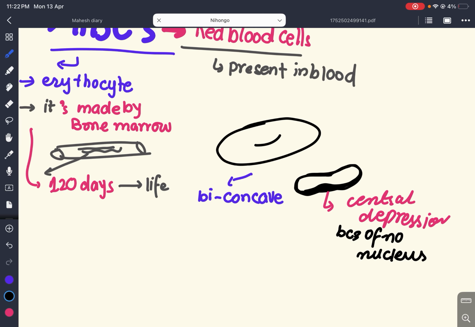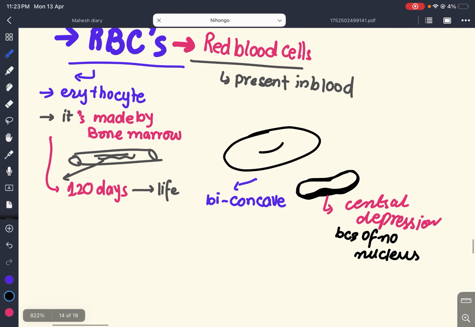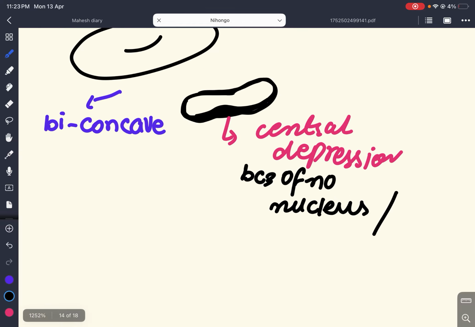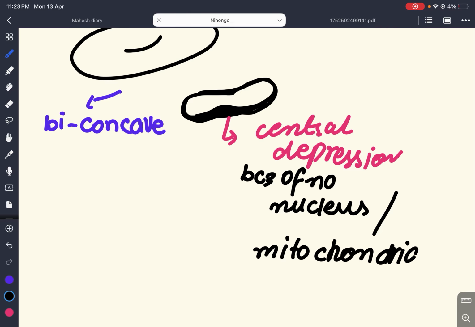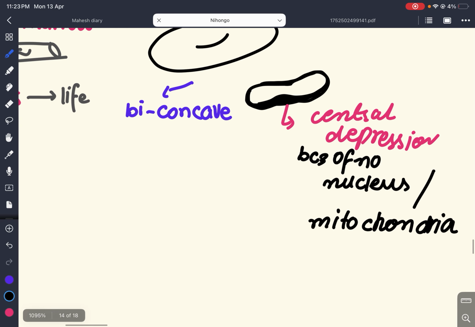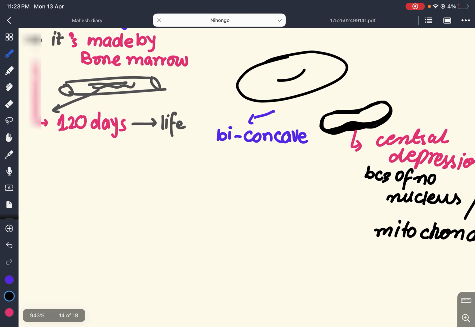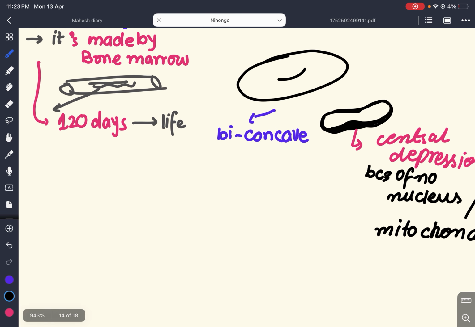So what we have learned is that it is biconcave, its biological name, it's made in bone marrow, it has a lifespan of 120 days, it has a central depression, it has no nucleus, and also you can say it has no mitochondria as well. So that's something that we should know about it. Now we've learned the structure, we've learned the basic information.